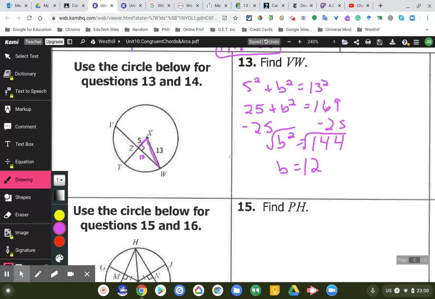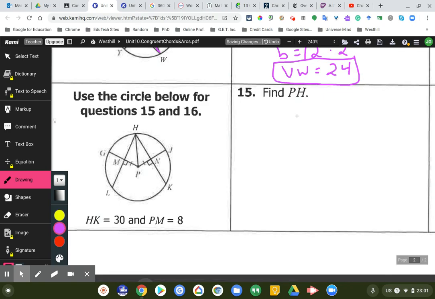That's what we just found out. We want to know what this is. What we have to do? Multiply by 2, okay? So times 2, and we get VW equals 12 times 2, which is 24, okay? And that, ladies and gentlemen, is the answer for that one.